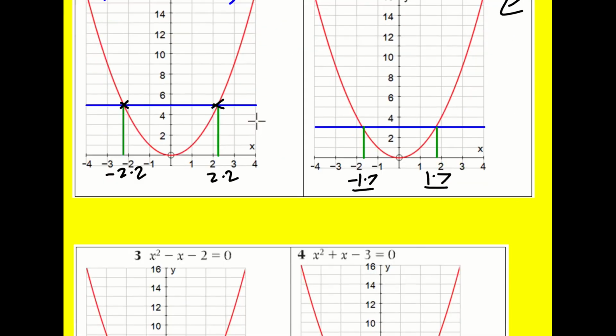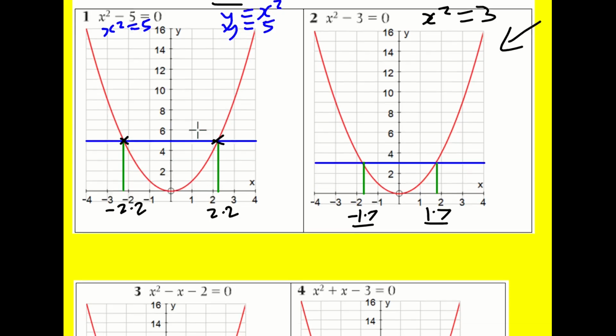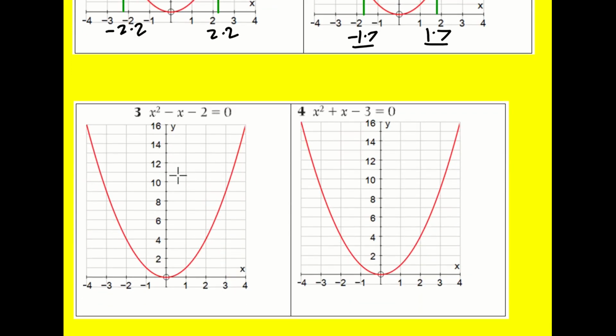Let's move on. Sometimes you don't just have x squared minus a value equals 0. You might have x squared and some x's in there. So how can I use the graph? There's still y equals x squared over here. How can I use the graph to solve this? Well, it's going to be the same sort of thing.